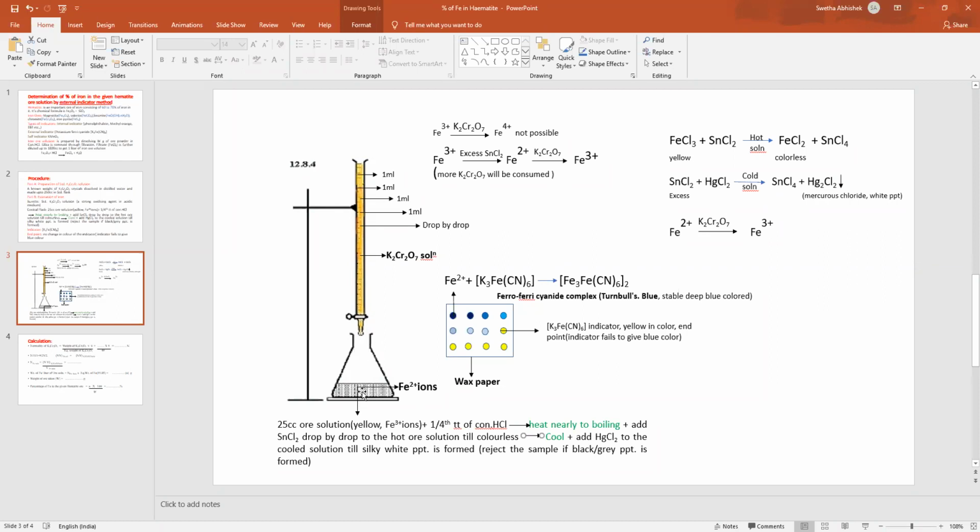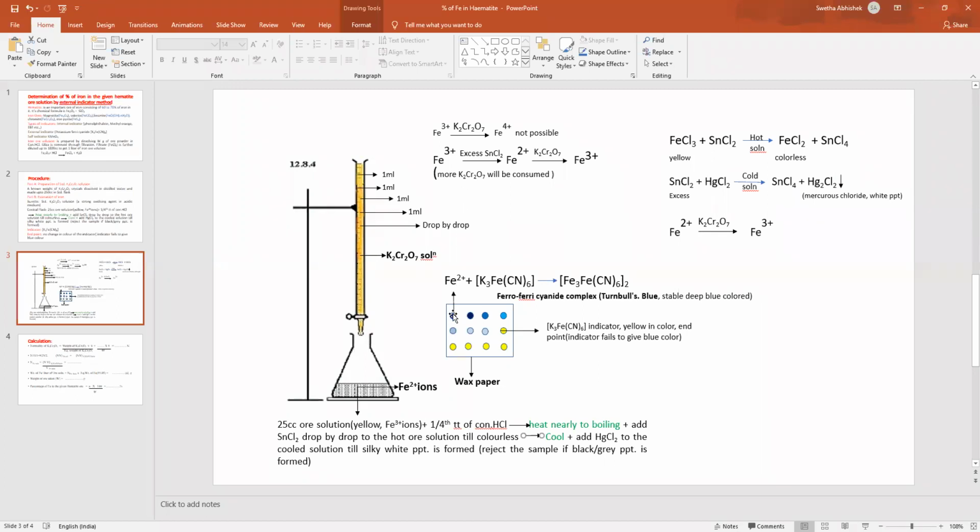Dip a glass rod, take a tiny drop of the reaction mixture and bring it in contact with the first drop of the indicator. Now what is the natural color of the indicator? Yellow, which immediately changes to deep blue color. So the yellow color changes to deep blue color, indicating that the titration is not yet completed.